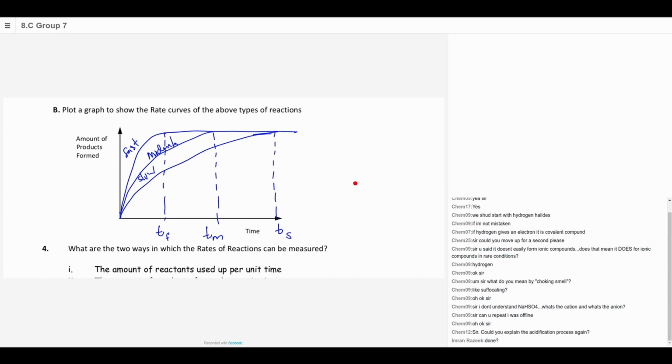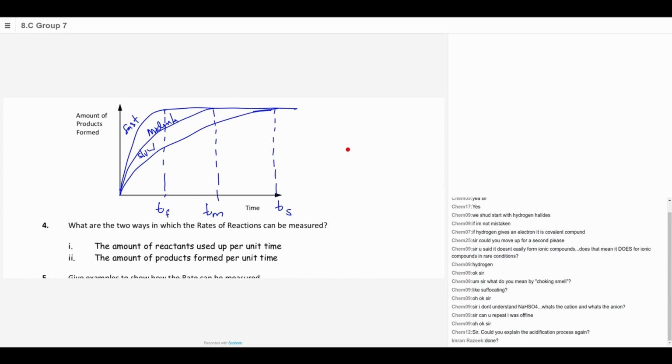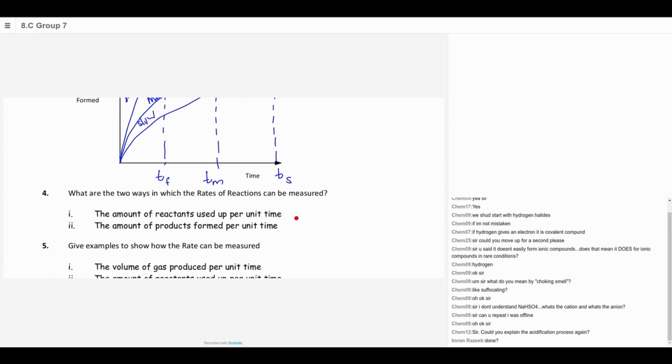So the rates of reactions can be measured in terms of reactants. That means reactants used up per unit time. Time can be in seconds if it's a fast reaction, or in minutes if it's a slow reaction. And of course, the amount of products can also be used to measure the rate of reaction. So there are different ways we can use.